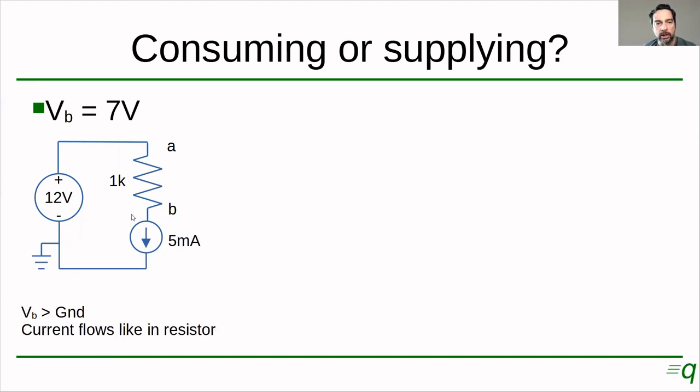So the current through this source is flowing like it will flow on a resistor, because this point B is at a higher voltage than ground, and current is flowing in this direction, top to bottom. Okay. So this current source is actually consuming power, okay?